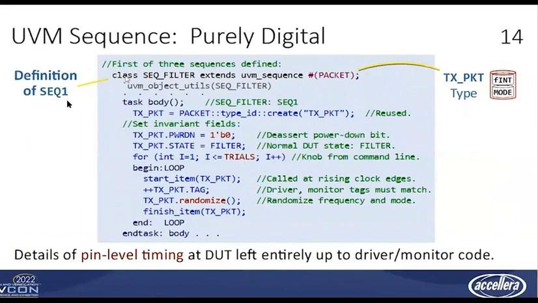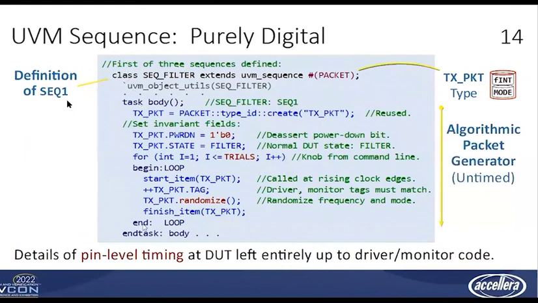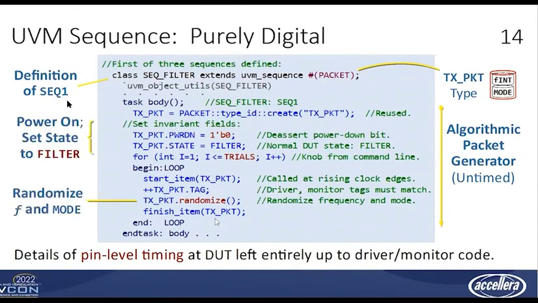Here's our typical sequence code. They're all similar, so we'll just look at sequence 1. The body task is an algorithmic packet generator that creates a packet, deasserts the power down bit, puts the DUT in filter state, and then for trials iterations, increments the packet tag, randomizes its rand fields, and finishes that packet on the sequencer. The pin-level timing details are not included here.